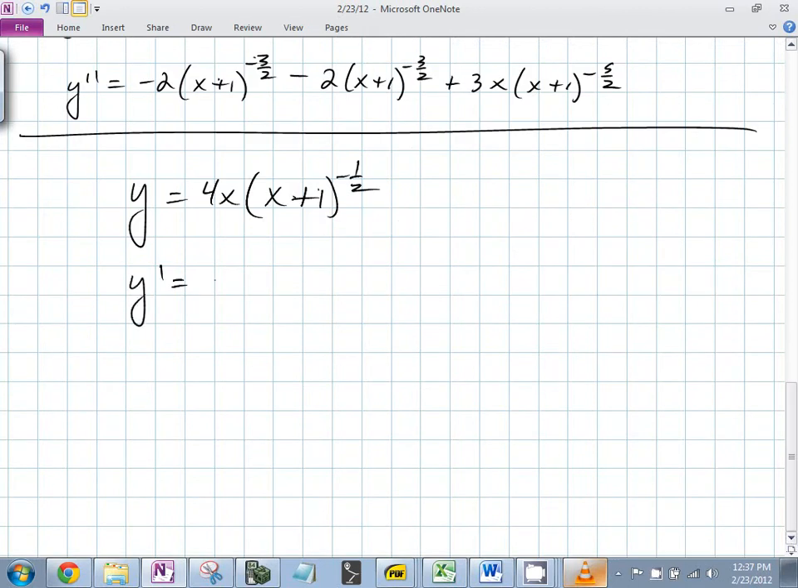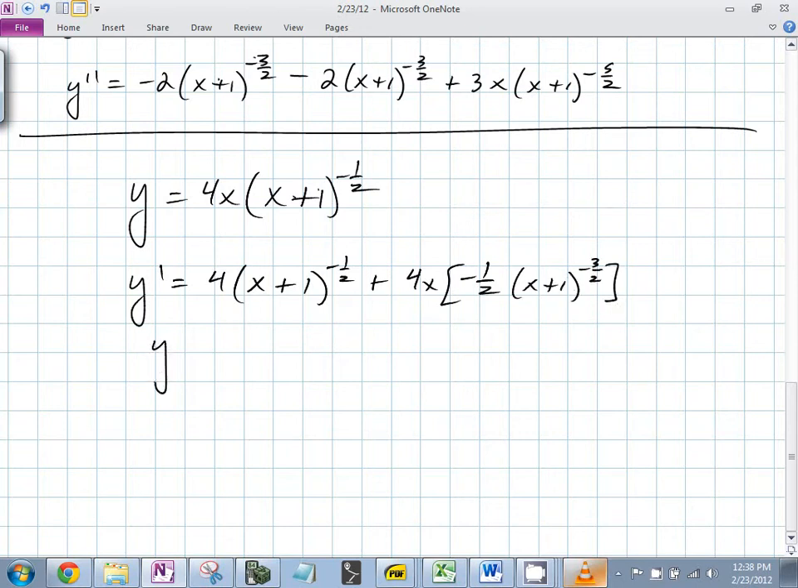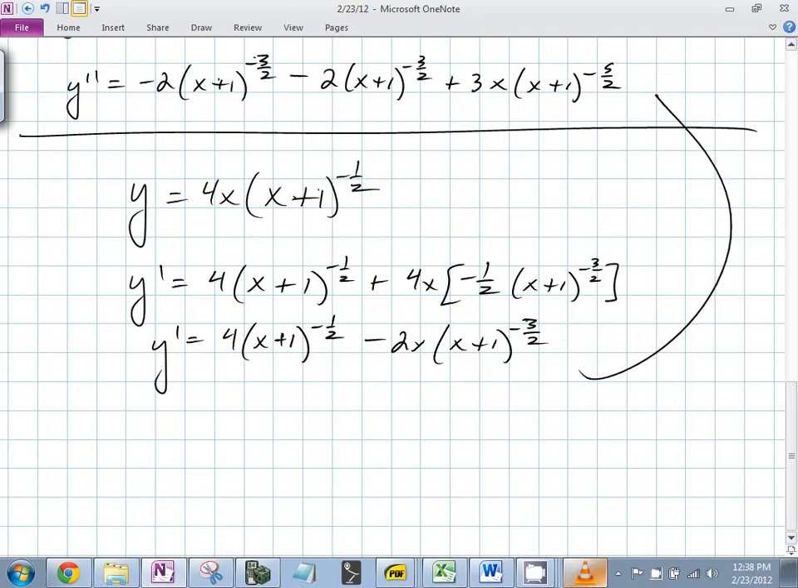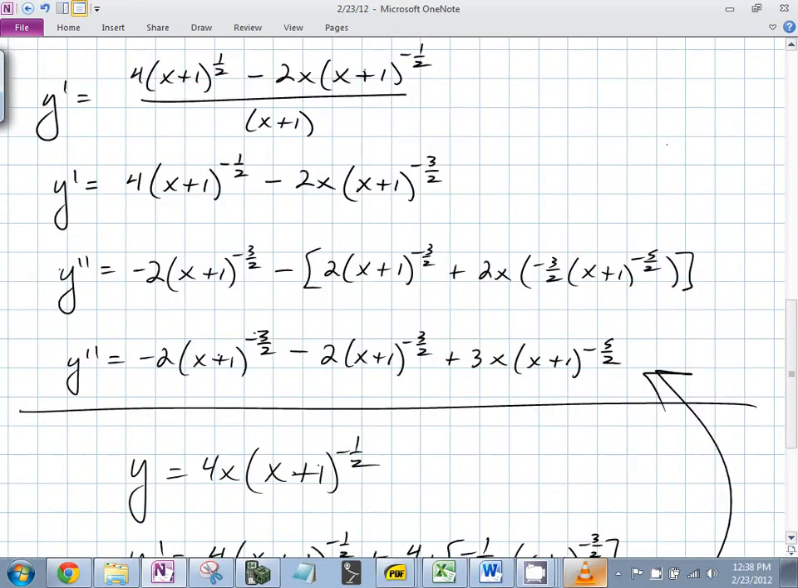Y prime is equal to the derivative of the first times the second plus the first times the derivative of the second. Let's clean it up a little bit. 4 times x plus 1 to the negative a half, minus 2x times x plus 1 to the negative 3 halves. Are we back with the same thing? Yeah, we did the same thing. So we're going to end up right there. That is the first derivative we got before, the exact same thing.